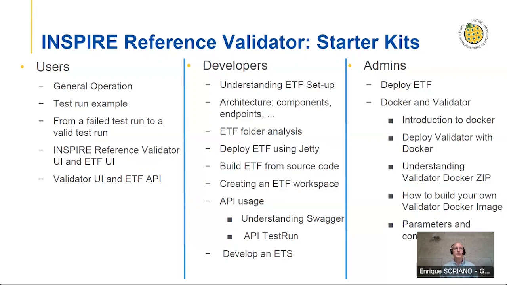We have considered a user to be a person who is producing data, metadata or a service, and wants to make general use of the Inspire Reference Validator using the UI. So this person runs a test and obtains a result, acting in consequence. If we find a failed test, we have to investigate why it is failing, fix it, and run it again and again, iterating until the test passes the validation. This is the purpose for users.